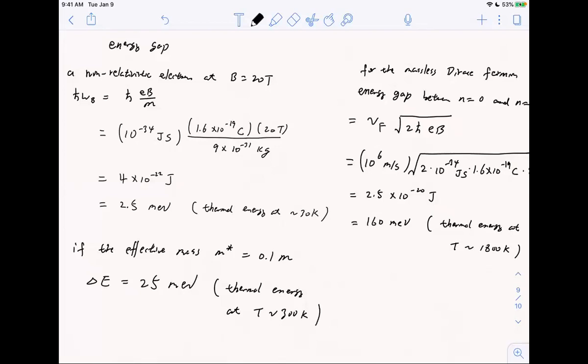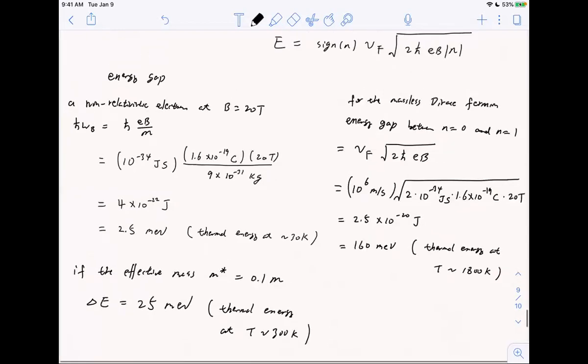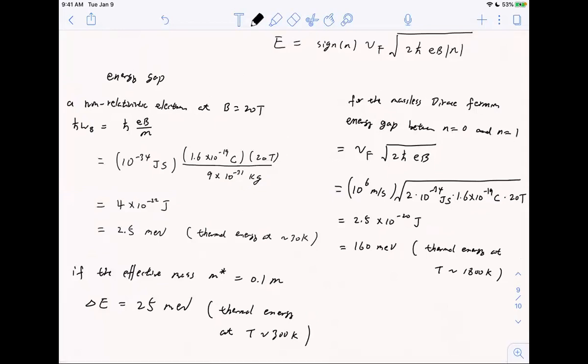Okay, but of course, another reason is the suppression of the scattering, and the sample quality is also good. All those things combined together. But this energy spacing is some intrinsic property of the linear dispersion. Okay. Any questions?